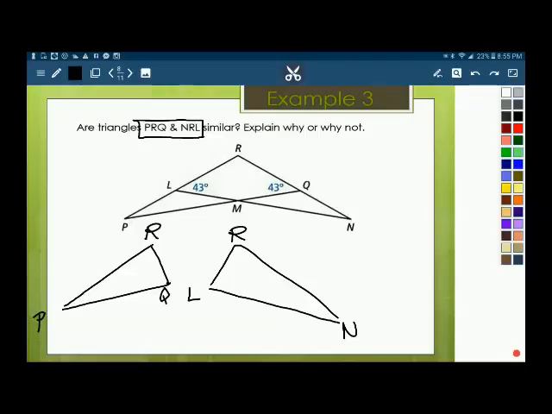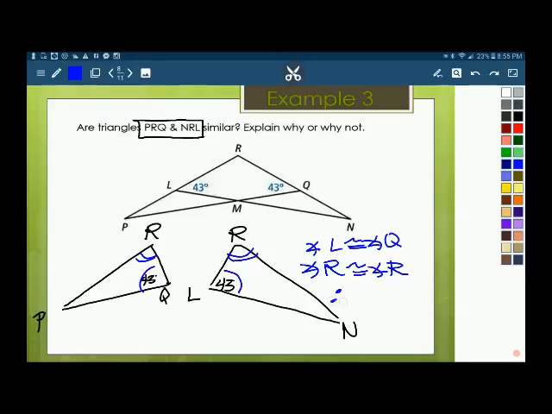So angle L is going to be 43 degrees and angle Q is going to be 43 degrees, which makes them congruent to each other. So angle L is congruent to angle Q. Now we only need one more angle to be congruent in order to say these two triangles are similar, and you can use the angle that they both have in common, which is angle R. Angle R can be congruent to itself. That's called the reflexive property, that something can be congruent to itself.